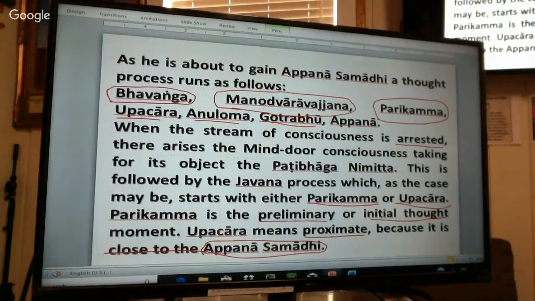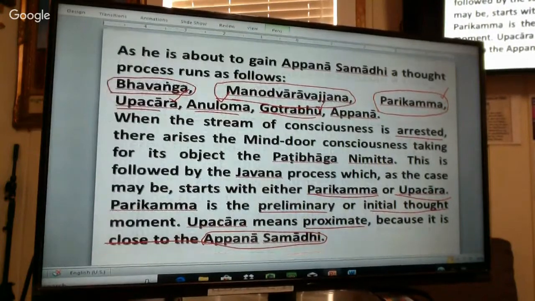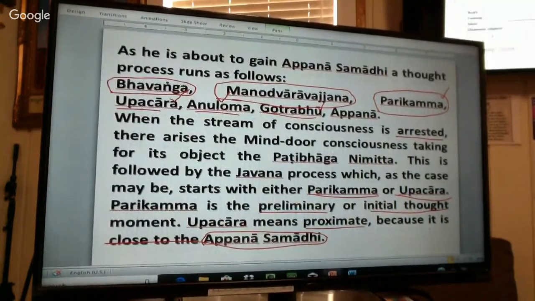That's why the Buddha made different names: Parikamma, Upachara, Anuloma, Gotrabhu, like this. So what is Anuloma and Gotrabhu?